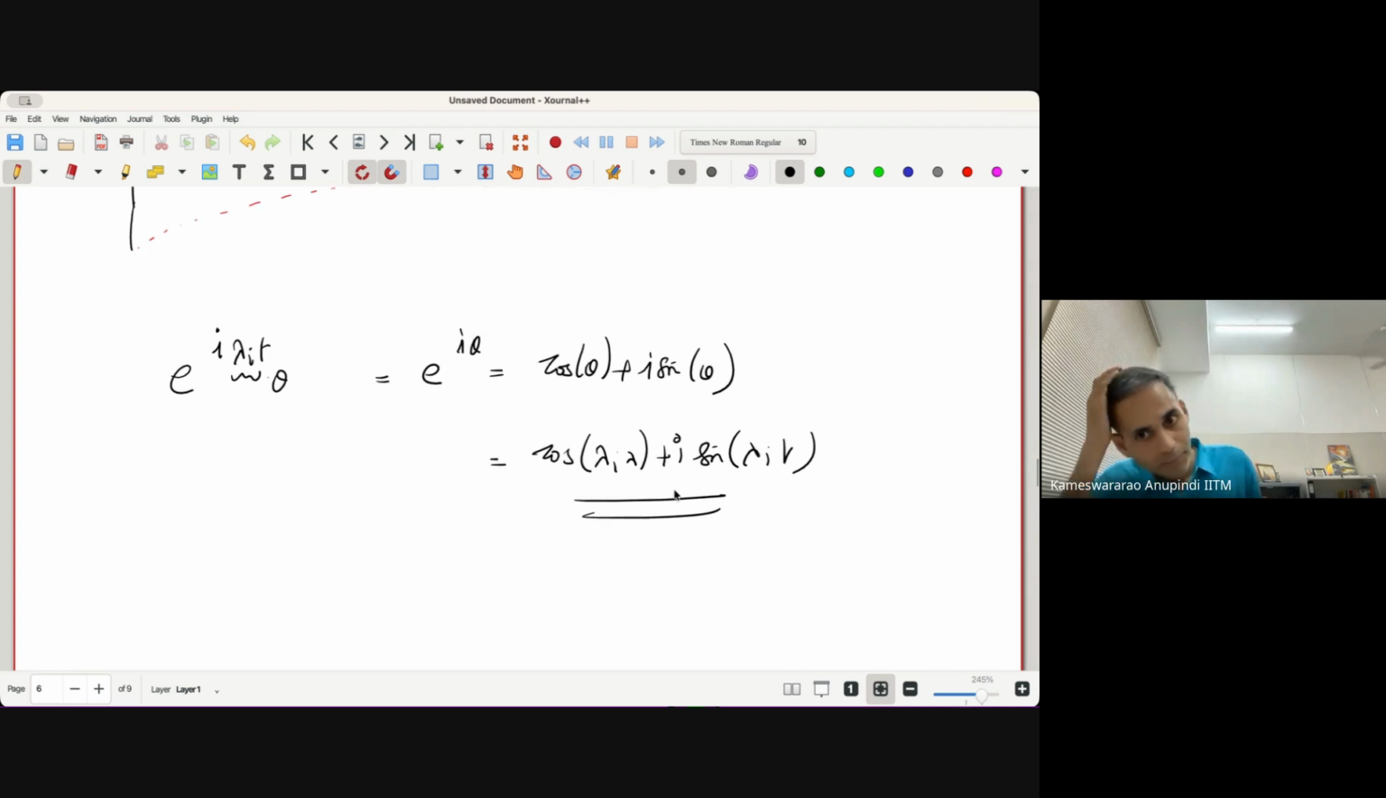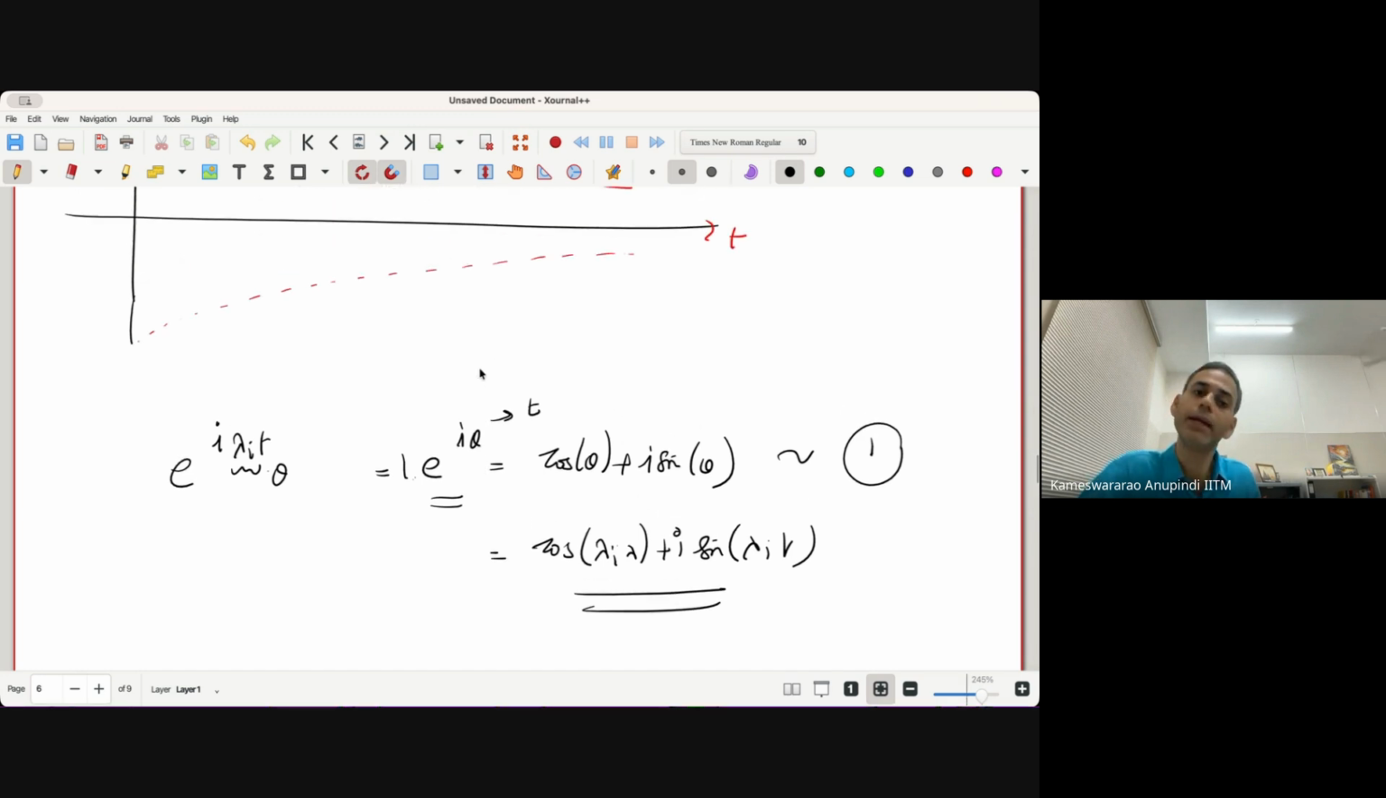What will be the amplitude of this quantity? The amplitude is basically 1, because it is the square root of cosine squared theta plus sine squared theta. That is, the amplitude is 1, or it is being multiplied with 1. And how will e to the power i theta look as theta is increasing, that means as time is increasing?